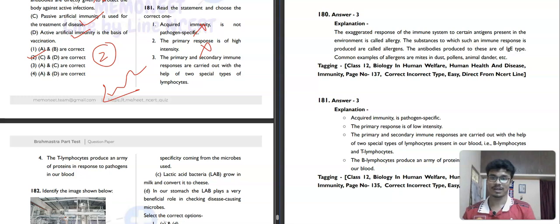The primary and secondary immune responses are carried out with the help of two special types of lymphocytes. This is the correct one actually. A T lymphocyte produces an army of proteins in response to pathogens in our blood. B lymphocyte actually produces the army of proteins. So the third option is the correct one.